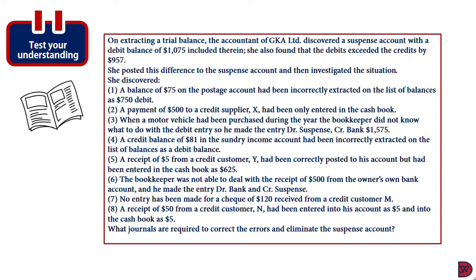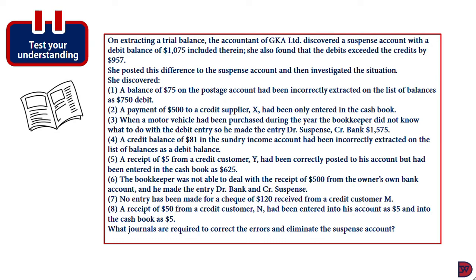Fourthly, a credit balance of $81 in the sundry income account had been incorrectly extracted on the list of balances as a debit balance. Like both the income and the cash account has been debited, which shouldn't be so. Fifth, a receipt of $5 from a credit customer Y had been correctly posted to his account but had been entered in the cash book as $625.